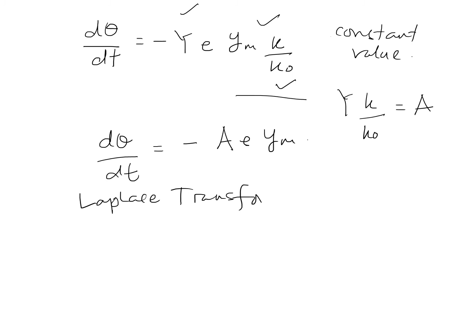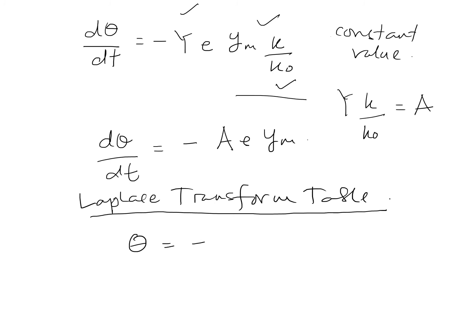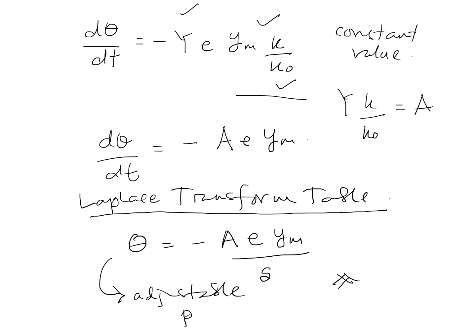transforms table. You have to remember this Laplace transform table, as it will not be given in any examinations. So θ equal to negative a e ym over s. This is the value of theta, the one that you want to find, or the adjustable parameter that we want to determine.